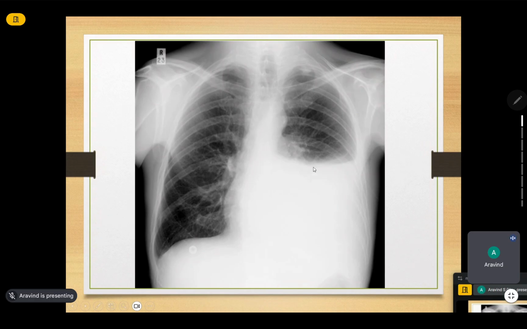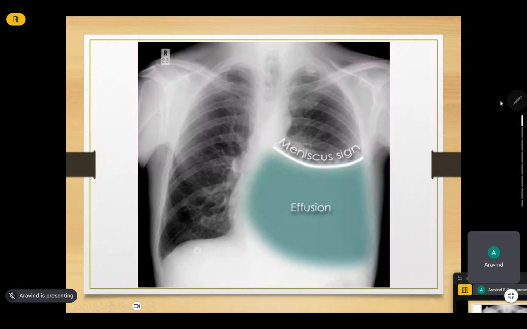And could you tell what has happened to the trachea? Shifted towards the right. Exactly. So the trachea is shifted towards the right side because of the pleural effusion. So these three things: meniscal sign, homogeneous opacity, and blurring of the costophrenic angle. And you can't see the silhouette of the heart. The same X-ray with annotation: this is the meniscus sign, and this is the effusion.